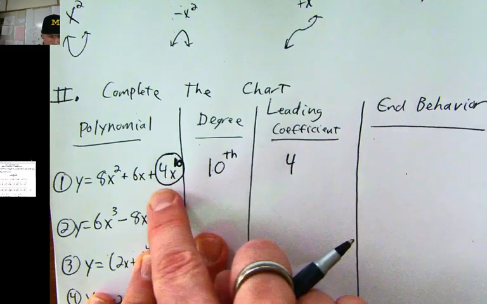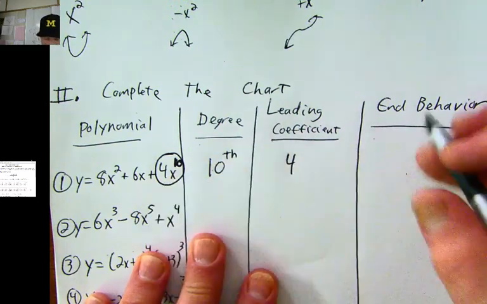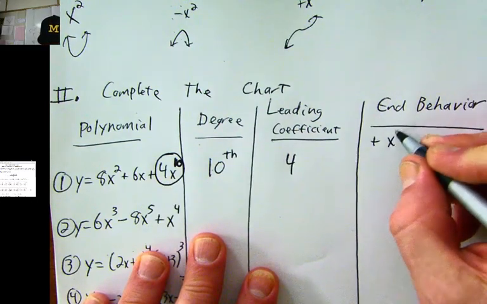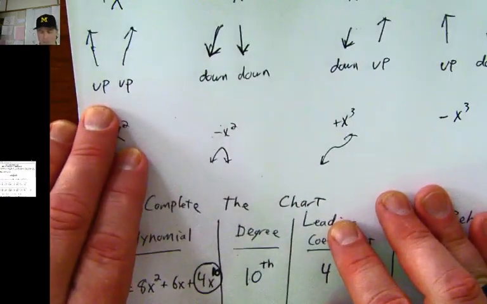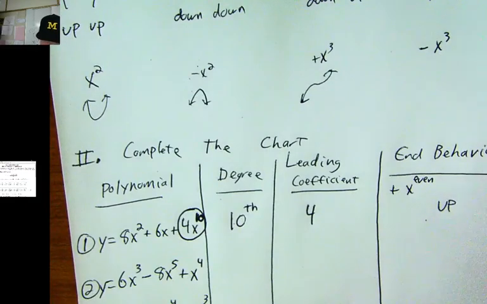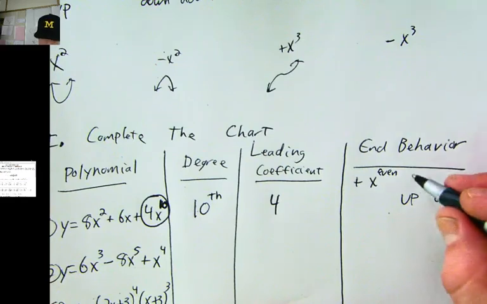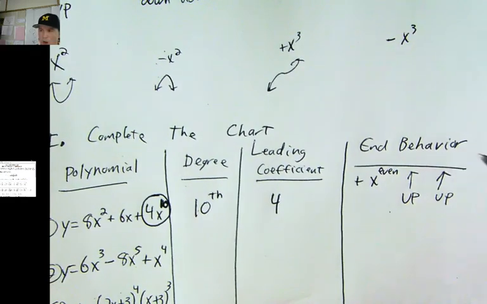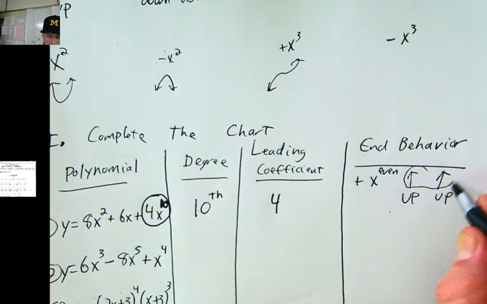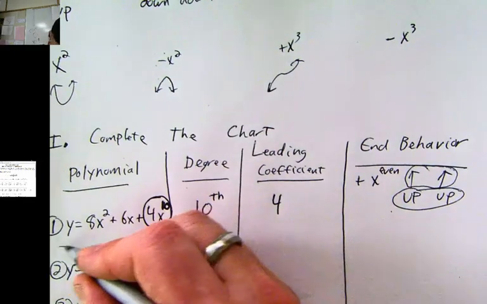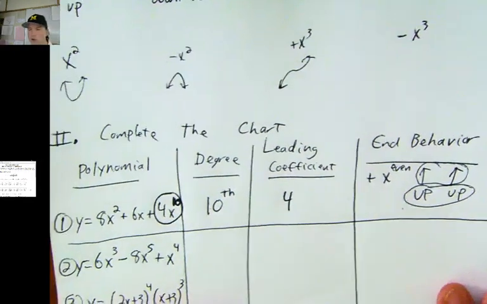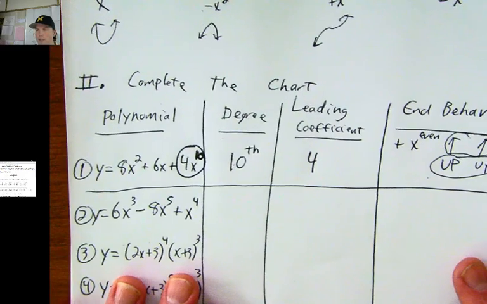The end behavior, it's positive x to the 10. So it's positive x to the even. And we learned from our chart earlier on, positive x to the even is up and up. So the end behavior is up and up. If you use words, you would write that. If you're using pictures, you would want to draw two upward pictures. Some people answer this way. Some people answer that way. Some people answer both. It's all good.